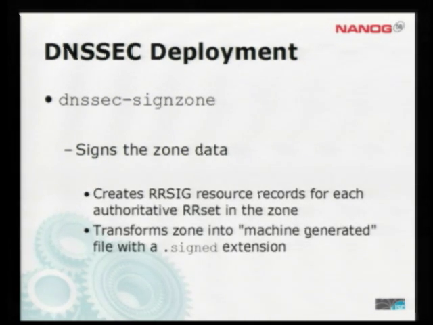So, DNSSEC signzone signs the zone data. It creates the signatures on each authoritative record, and it transforms the zone into a machine-generated file with a .signed extension. So if I take isc.org, and the zone data is in a file called isc.org, I run DNSSEC signzone, it's going to create isc.org.signed.